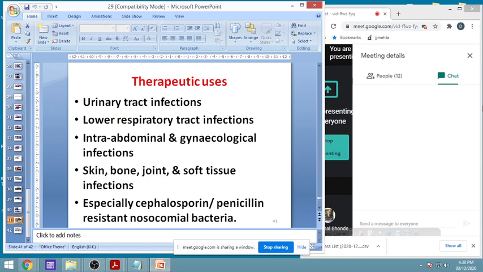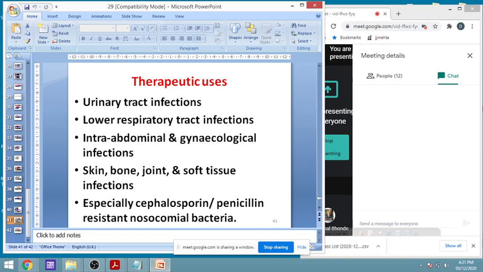Therapeutic uses: they are used because they have a very broad spectrum of activity, so they can be used against urinary tract infections, respiratory tract infections like lower respiratory tract infection, then intra-abdominal and gynecological infections, skin, bone, joint, soft tissue infections, especially cephalosporin and penicillin resistant and nosocomial bacteria. Nosocomial.